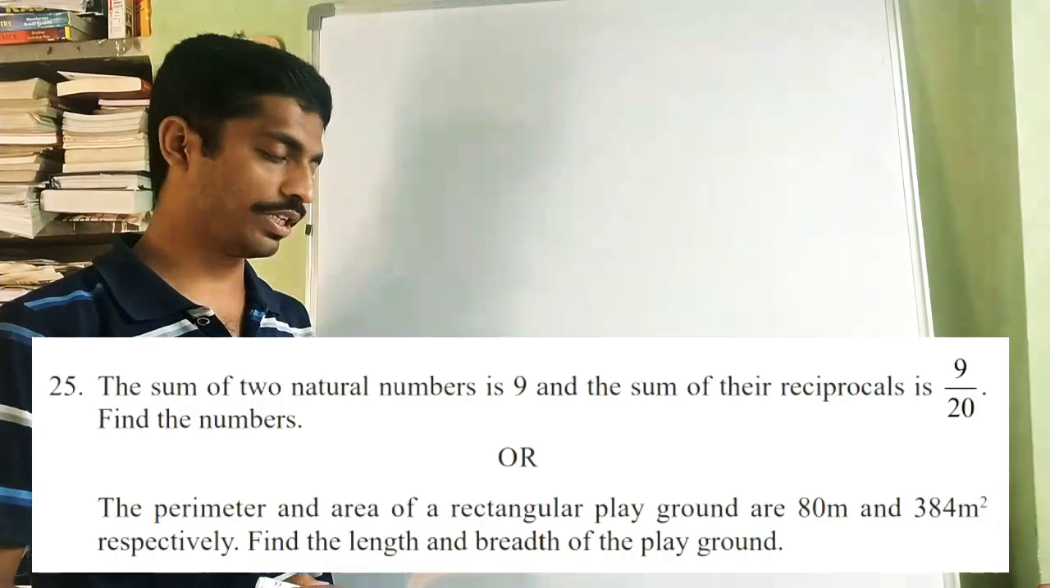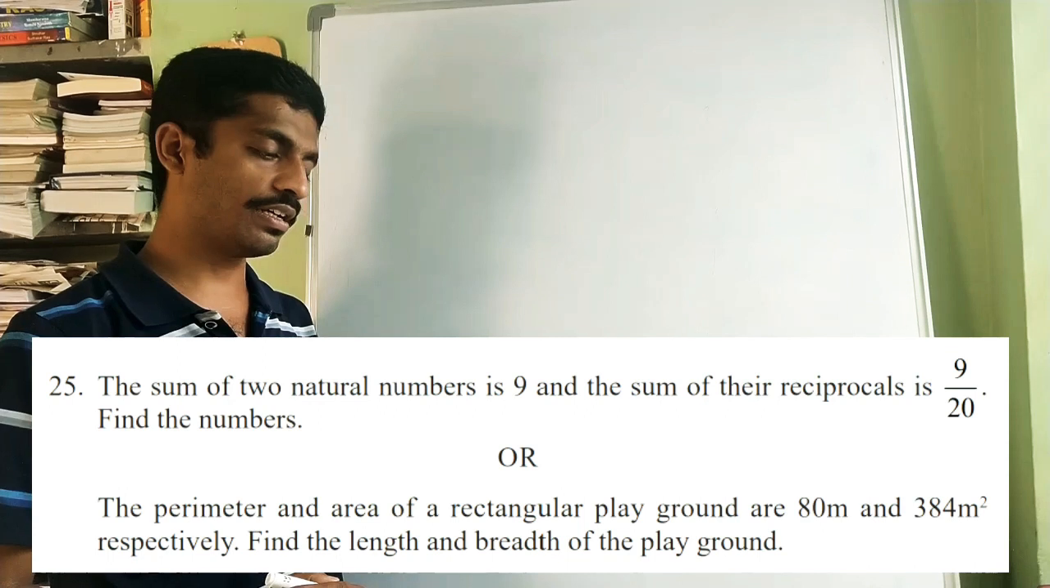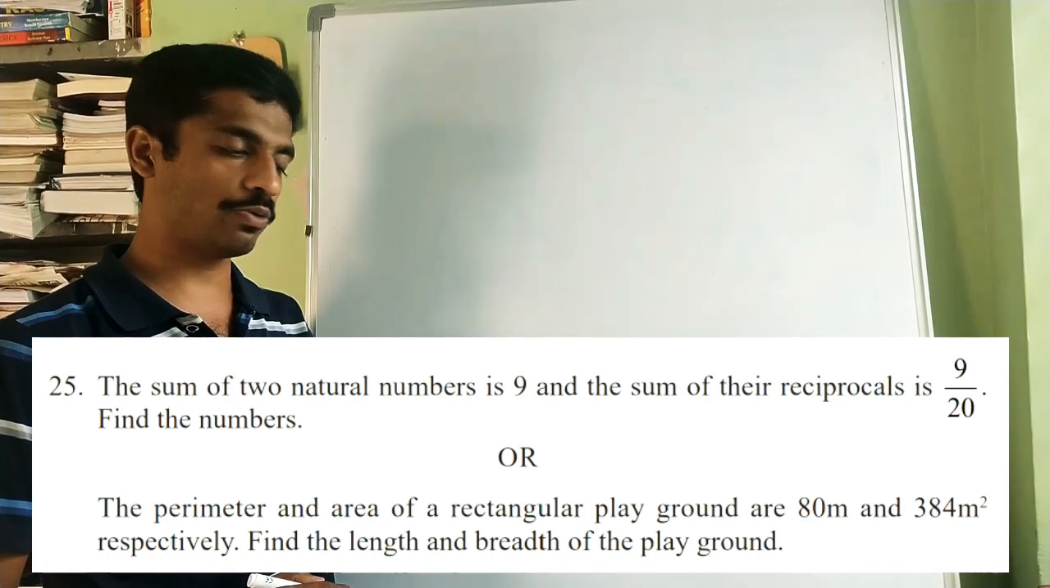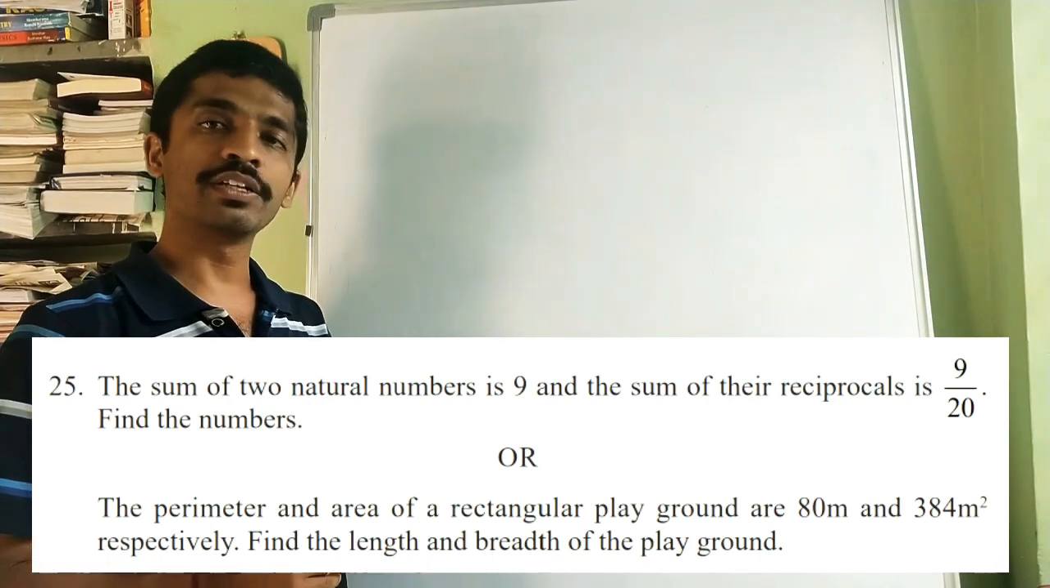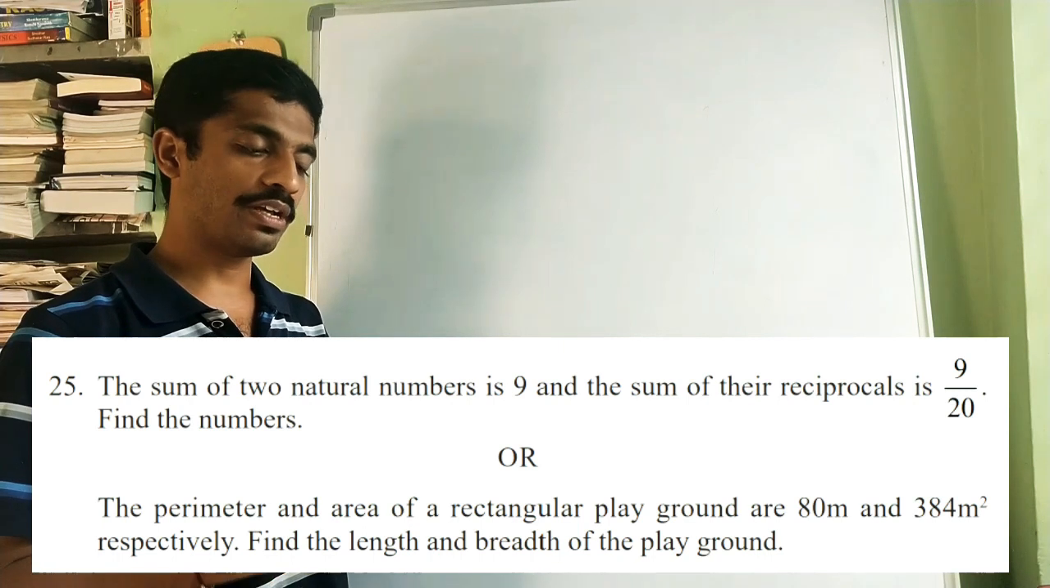In this question, they have given the perimeter and area of a rectangular playground as 80 meters and 384 meter square respectively.